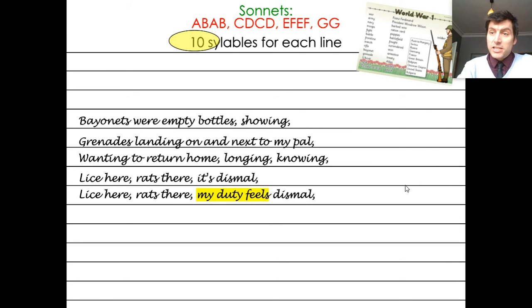if we forget the line that's written as the fourth line there, we've basically got bayonets were empty bottles showing, grenades landing on and next to my pal, wanting to return home, longing, knowing, lice here, rats there, my duty feels dismal. So dismal rhymes with pal, kind of. Sometimes you need to say the rhyme to somebody else to check whether it works. Now that's the first quatrain, the first 4 lines of my 14-line sonnet.